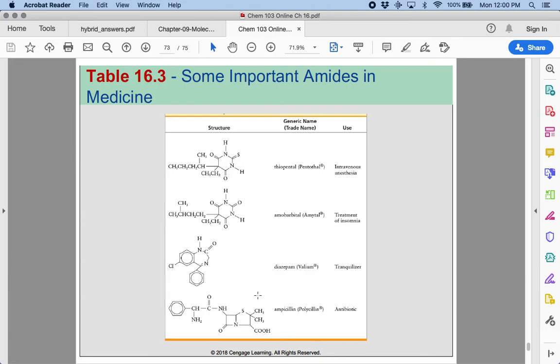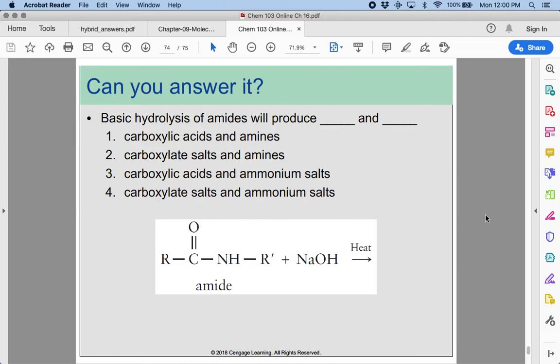As we talked about, these amines and amides are really important in terms of medicinal chemistry and medicines that are made. So things like ampicillin or theophylline, which are used for asthma, tranquilizers, antibiotics. It's a wide variety of different medicinal compounds that utilize amines and amides. So under basic hydrolysis, under base conditions, when we hydrolyze amides, we produce what? We'll produce a carboxylate salt, so not the carboxylic acid, we produce the salt of the carboxylic acid and the amine.